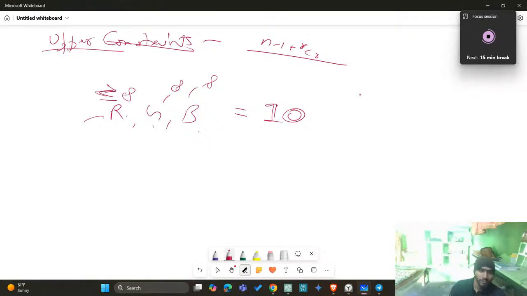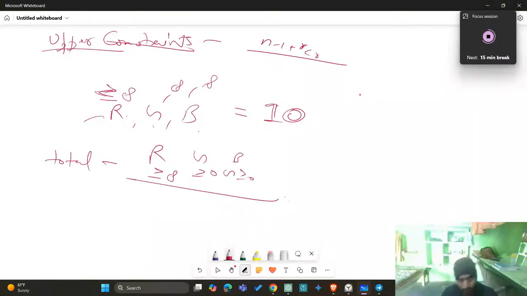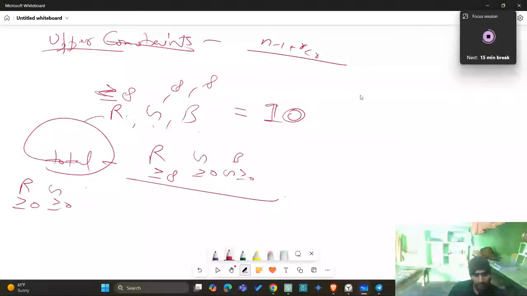What is the complement method? We solve this as total minus the case when R is greater than or equal to 8, G is greater than or equal to 0 and blue is greater than or equal to 0. This case is subtracted from the total case. The total case is R greater than or equal to 0, G greater than or equal to 0 and blue also greater than or equal to 0. So this becomes 3 minus 1 plus 10 C 10 minus what?